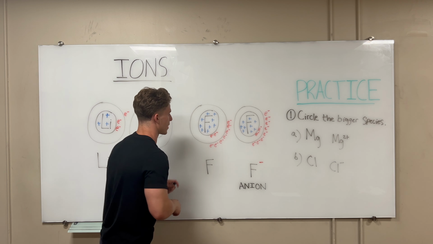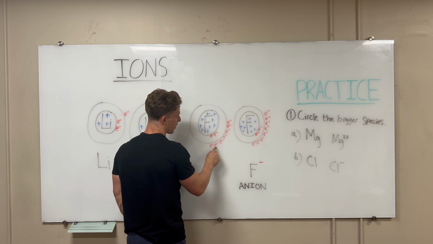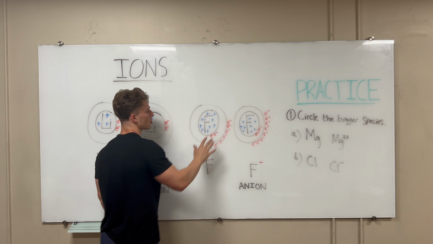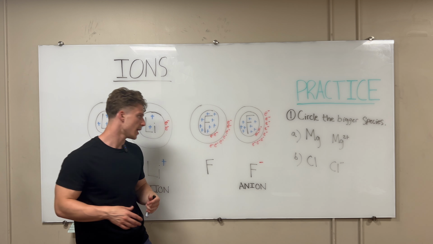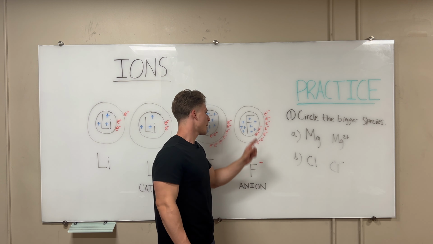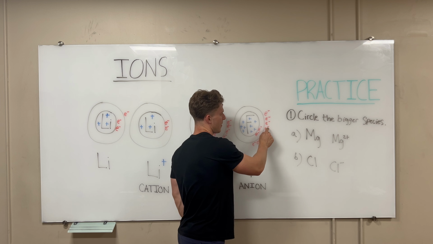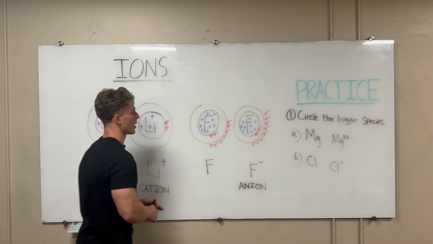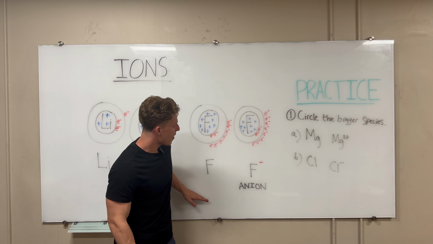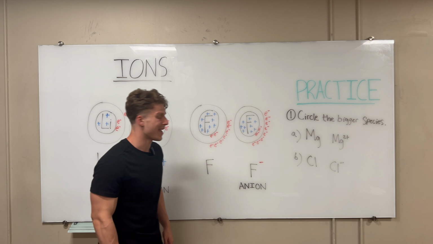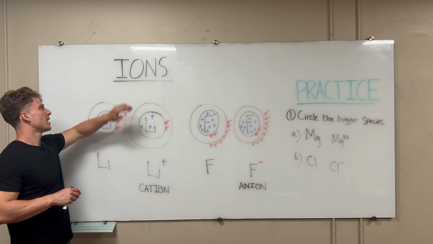Now, if we look at fluorine over here, they both have 9 protons. This fluorine has 1, 2, 3, 4, 5, 6, 7, 8, 9 electrons. So there's going to be no charge on this fluorine because the protons and the electrons cancel out. Now what about over here? Still 9 protons, not going to change that. However, we have 1, 2, 3, 4, 5, 6, 7, 8, 9, 10 electrons, right? So there's going to now be 1 extra electron over here giving us that negative charge. And when you have an ion with a negative charge, that's going to be an anion. So cations, positively charged ions, anions, negatively charged ions.